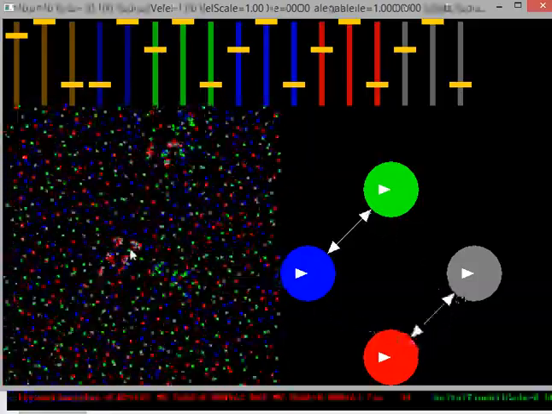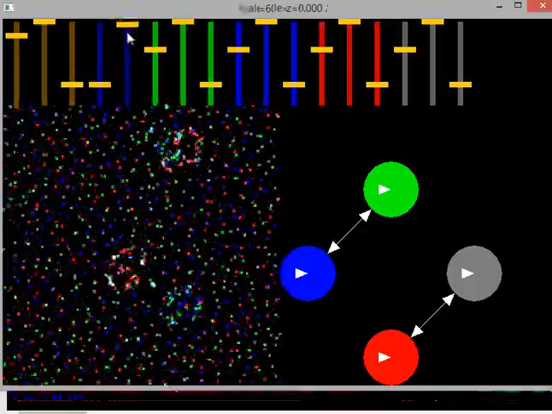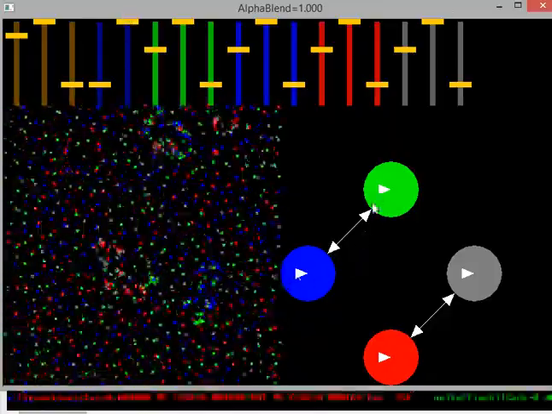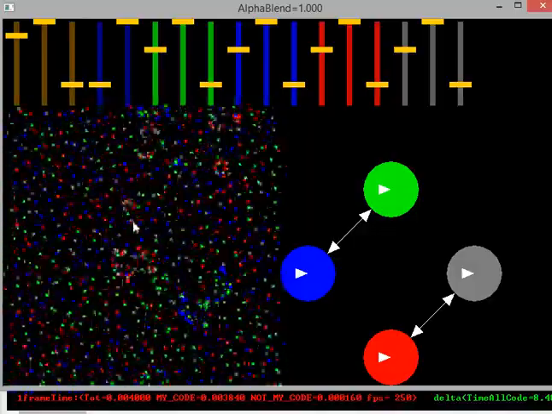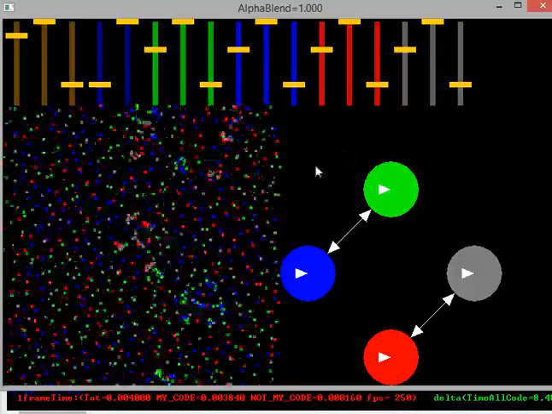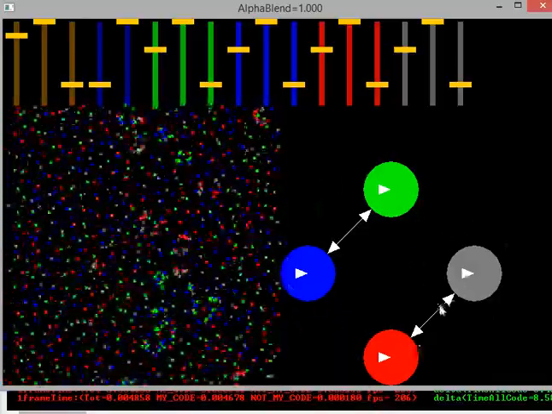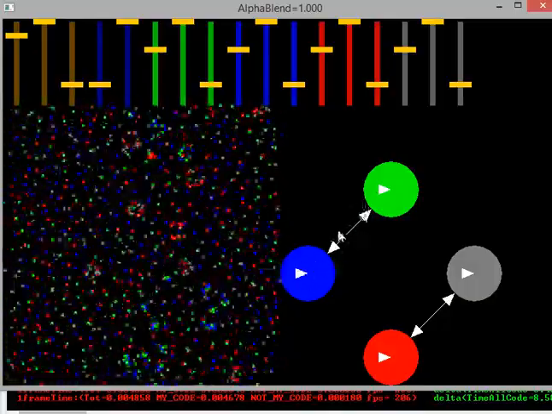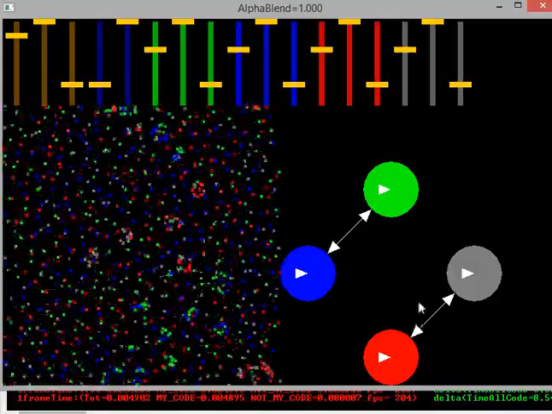Okay, now we have the red and the gray interacting with each other. Let's turn up some alpha blending. Oh, there we go. Blue and green are reacting with each other, and the red and the gray are reacting with each other. But as you can see from this graph here, only these two see each other, and they don't see anything into the blue-green. So they are still their own little separate simulations.